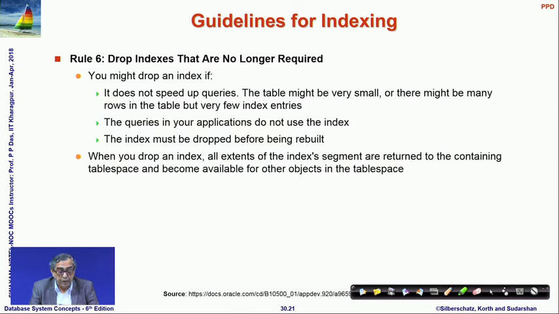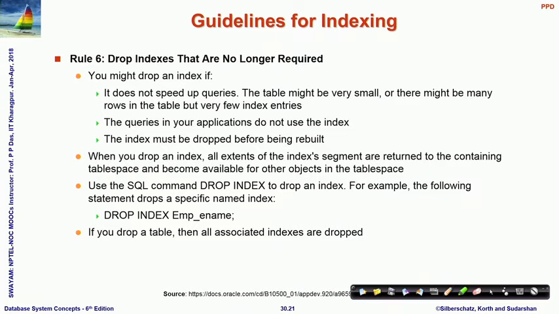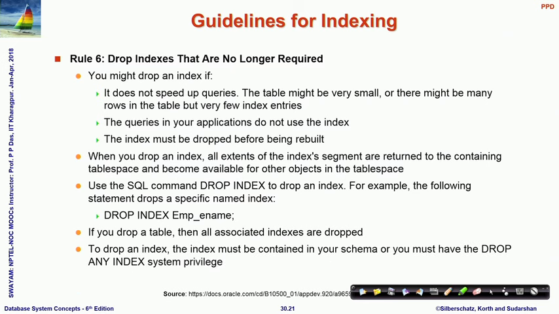When you drop an index, all extents of the index segment are returned to the table space. So, this is basically space management, and the SQL command for this you already know. Now, please keep in mind that if you drop a table, then all associated indexes are automatically dropped, because obviously, if the data is not there, then how about their index. To drop an index, you need the drop any index system privilege. We talked about privileges earlier too.